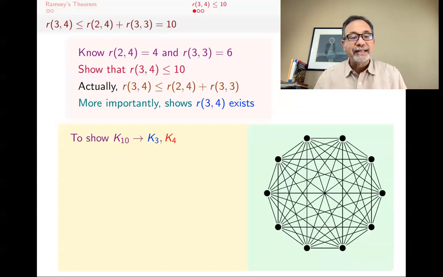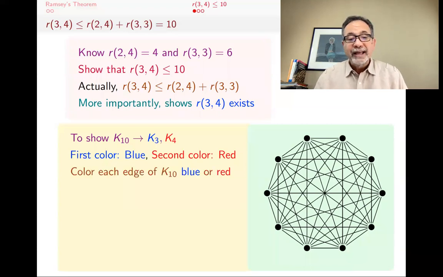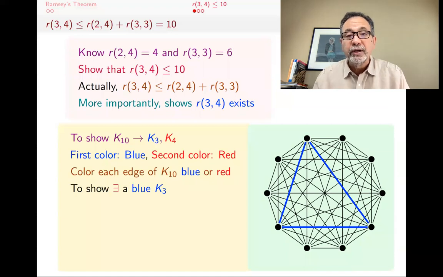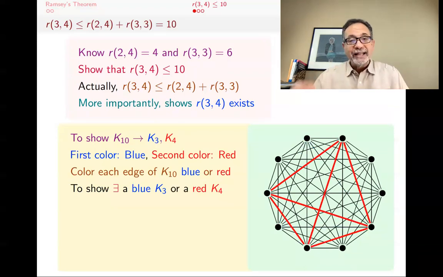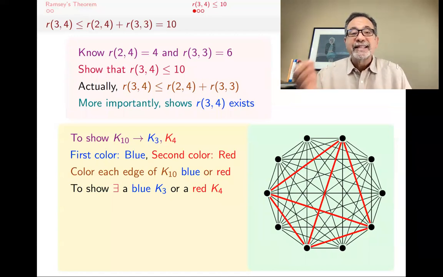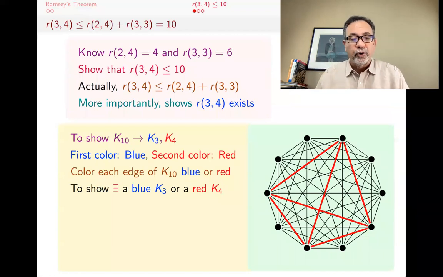So what that means is that if I have a K10, here's my K10, and I use blue for my first color and red for my second color, and I color all the edges blue or red, I haven't done that, but if you do that, it would be quite messy. There's a lot of edges there. If you color all of them in some fashion blue or red, then you're guaranteed a blue K3 somewhere, somewhere there will be 3 vertices such that all of their edges will be blue, or you will get a red K4 somewhere. So 4 vertices such that every pair of vertices is connected by a red edge, or both. You might have both of them, or you might have 2 red K4s, but at least there will be a blue K3 or a red K4.